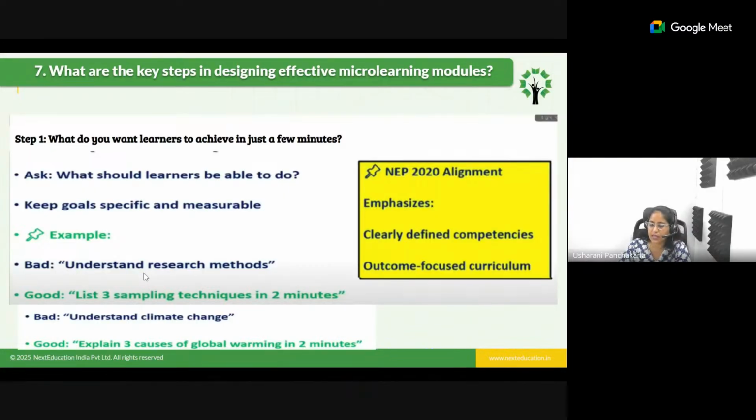Instead, last time when I took the Bloom's taxonomy session, I told you about the different BT verbs that you need to use, because this becomes your Bloom's taxonomy domain. Under this cognitive domain, you can see knowledge, that is remembering, understanding, applying. These are all the different levels. So understand forms the second level. So we need to say, list 3 sampling techniques in 2 minutes. That is what you can give.